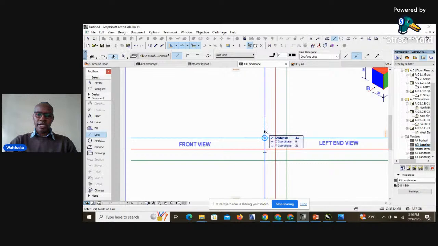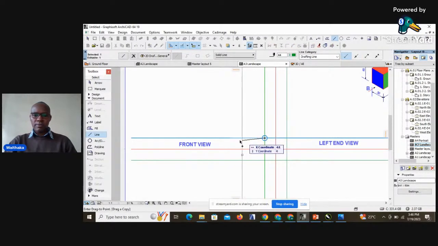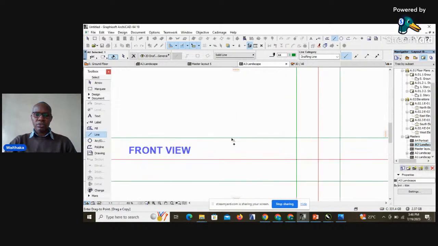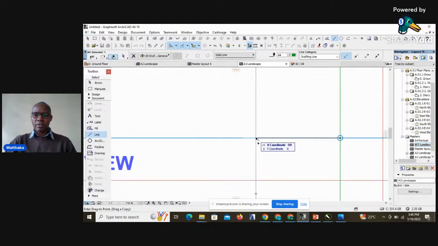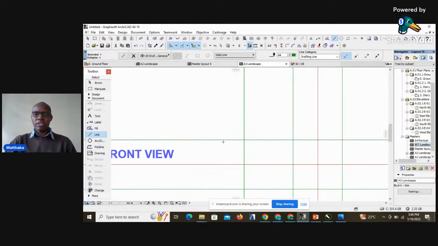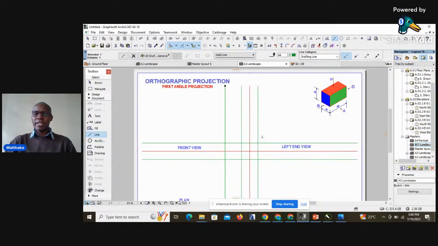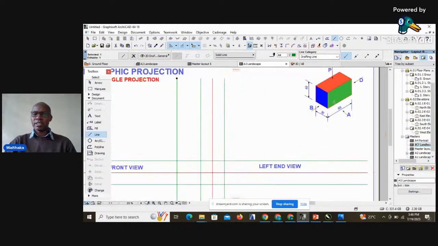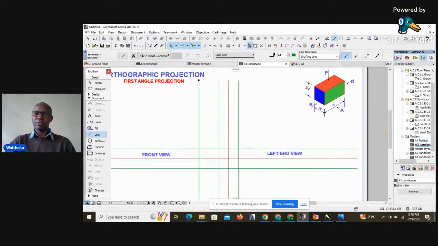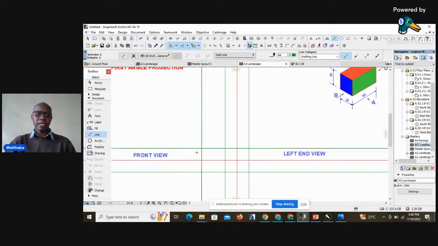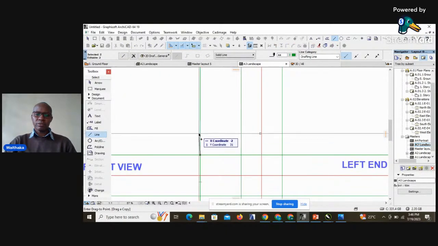So I'll just drag this line a distance equivalent to 60, and that will give us the length of our front view. And then we need now to define the height. And from our object, we can see that the height is 40 millimeters. So from this line, I will draw a line at 40 millimeters.